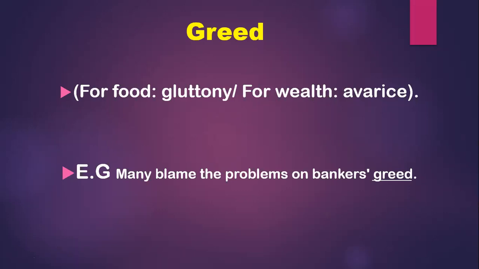I tried to write an example according to this level. Speaking of people, many blame the problems on bankers' greed. You know, some bankers have greed. Most of them have greed, avarice. In this case, we're talking about money, aspects about financial things. Greed, gluttony or avarice. This vocabulary is pretty easy, but in case you have questions, please get in touch with me. Let me know.